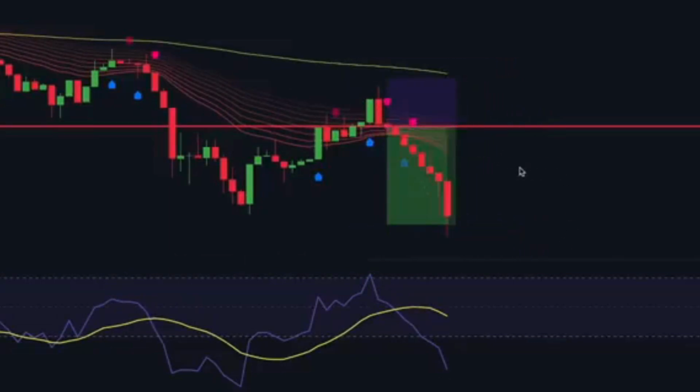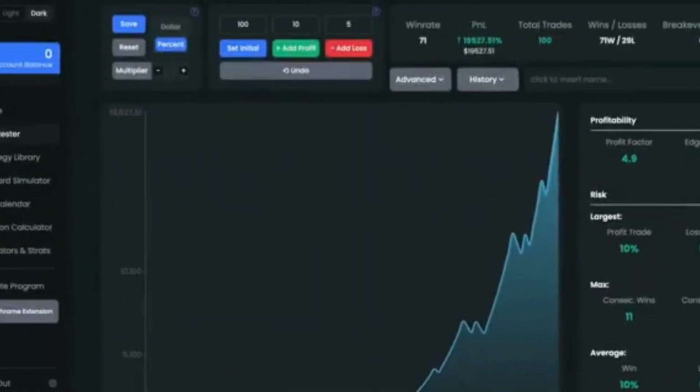Okay, now once we know the rules, let's move on to the backtesting results. So the starting account balance was set at $100, and after 100 trades the strategy increased it to $19,527. I find it funny that the strategy's win ratio isn't even the highest out of all the strategies I've tested so far. The truth is, this particular strategy involves a bit higher risk than the usual strategy you might find on my channel.